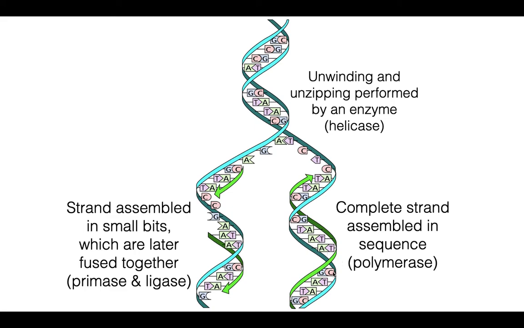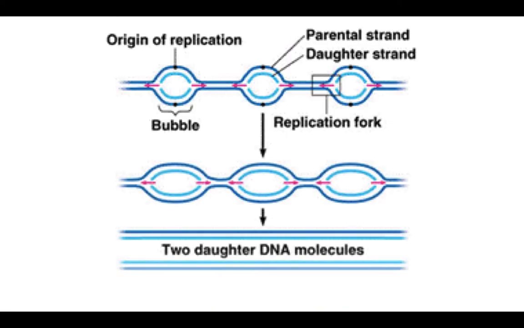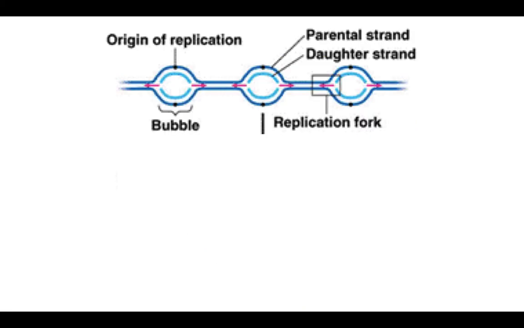On the right-hand side, that's our leading strand because it's one continuous molecule. And on the lagging strand, as new DNA is exposed, we build more Okazaki fragments to fill that out, until eventually we have two complete daughter molecules.